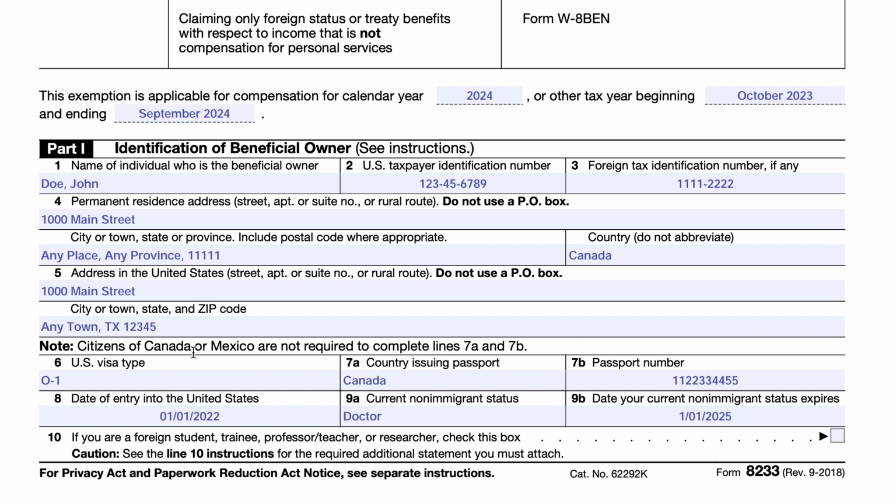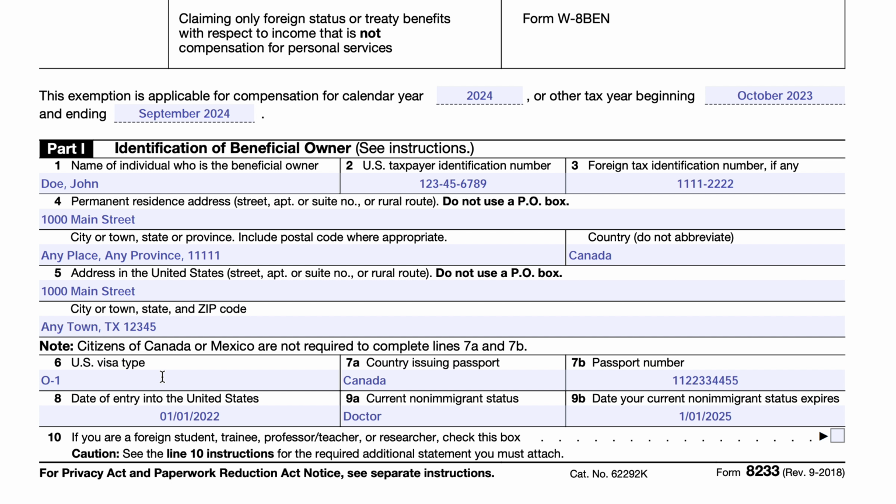So citizens of Canada are not required to complete lines 7A and 7B, but I put this information anyway. So our hero is here on an O1 visa. So that's for certain individuals with extraordinary talents and skills. For example, in a prior life, when I was a financial planner, I had a client who was an infectious disease doctor, and he specialized in diseases of the liver. So he was from France, and he was here on an O1 visa. So we kind of worked through very similar circumstances such as this.